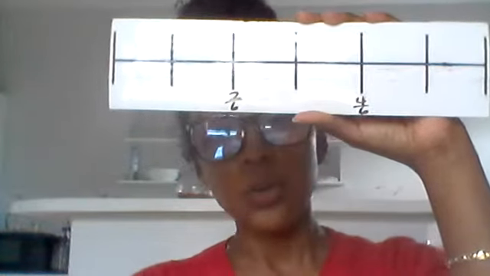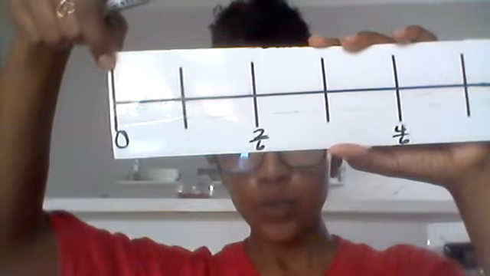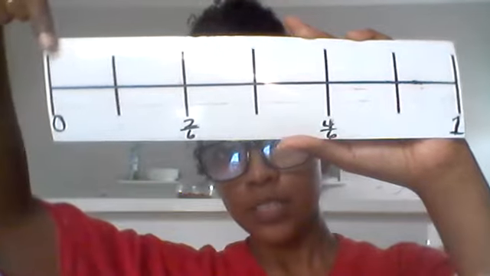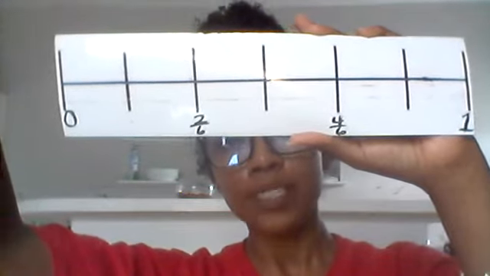So how will I count it? Remember, I'm counting my spaces because my space represents a part of a whole. From 0 to the first line is 1, but I want to count all the spaces first so I can find out what my denominator is. So I will say 1, 2, 3, 4, 5, 6. The total amount of spaces represents my denominator. So my denominator is 6.